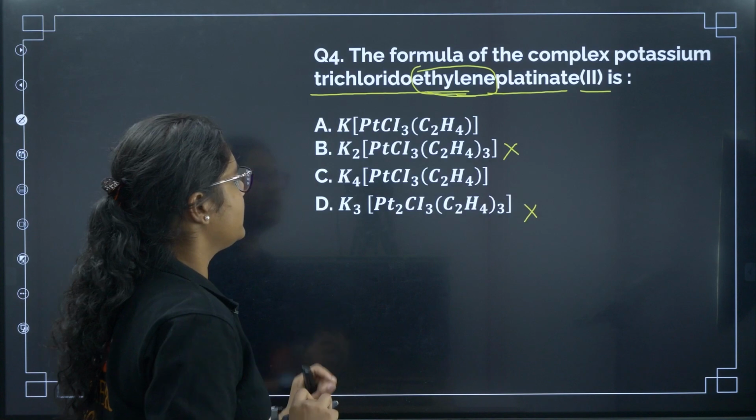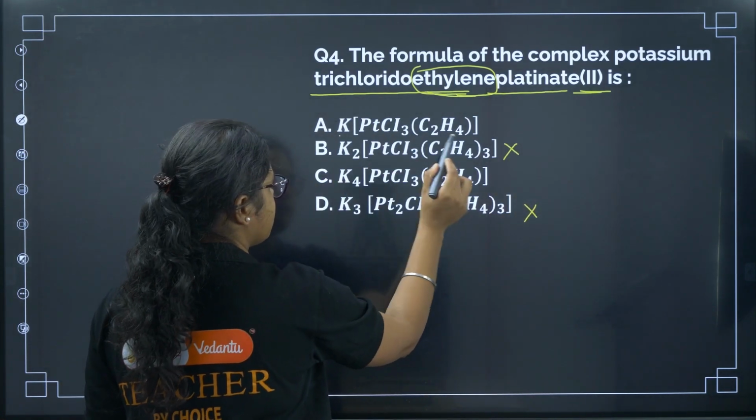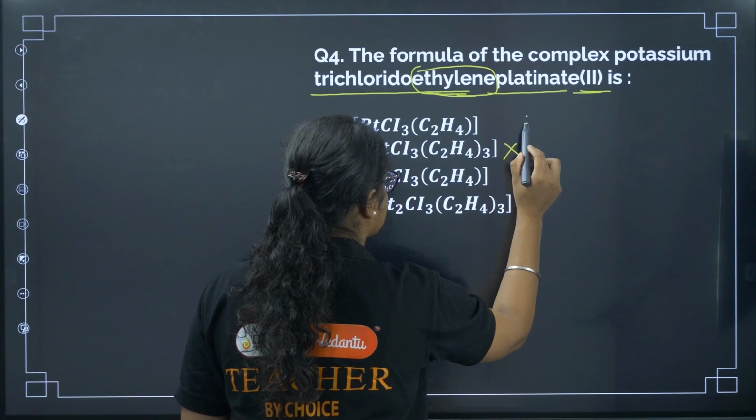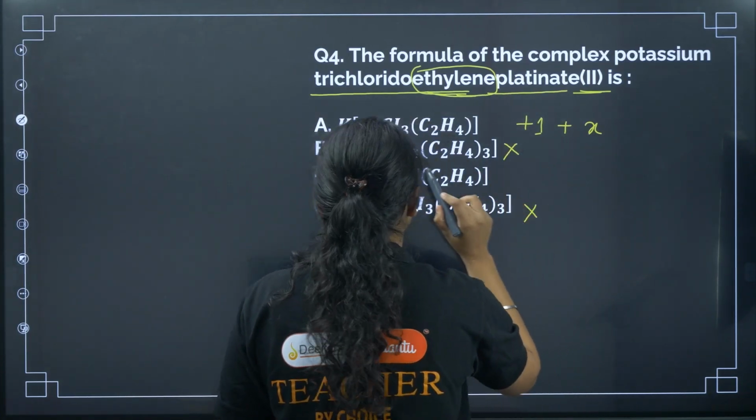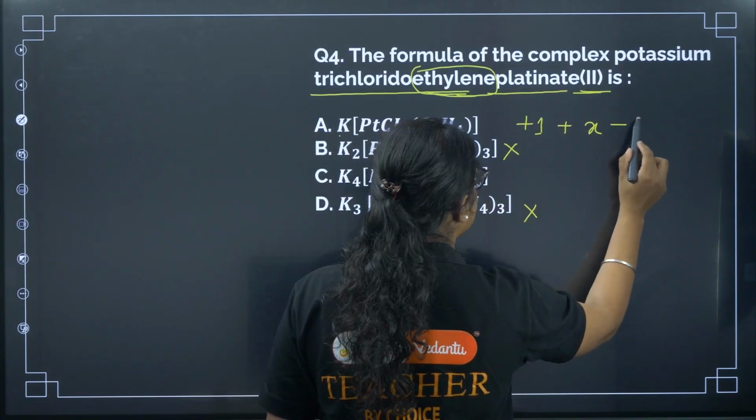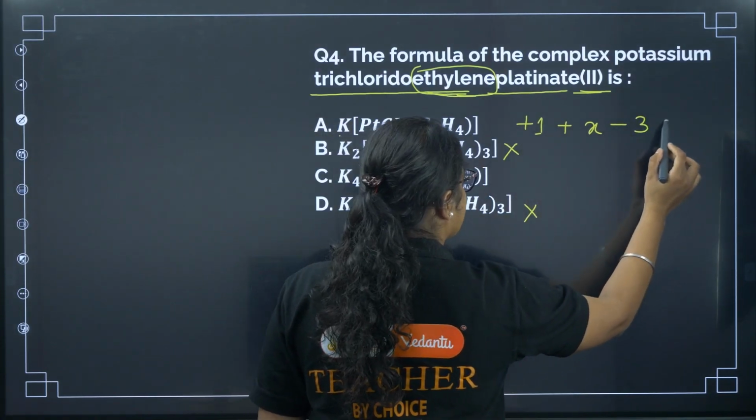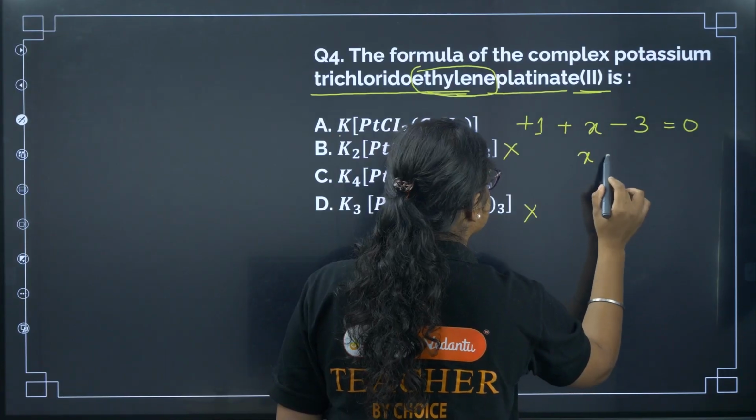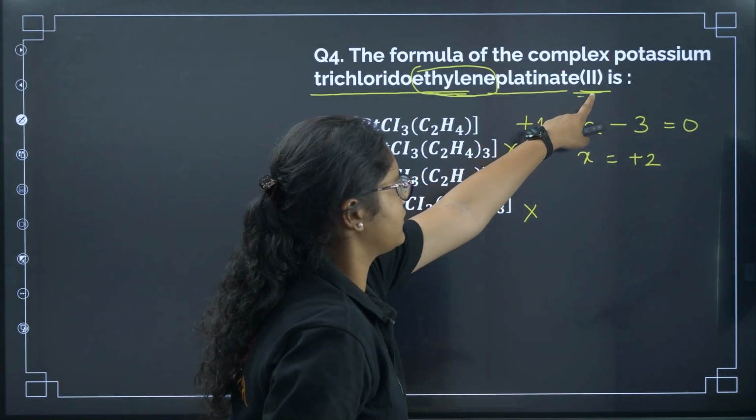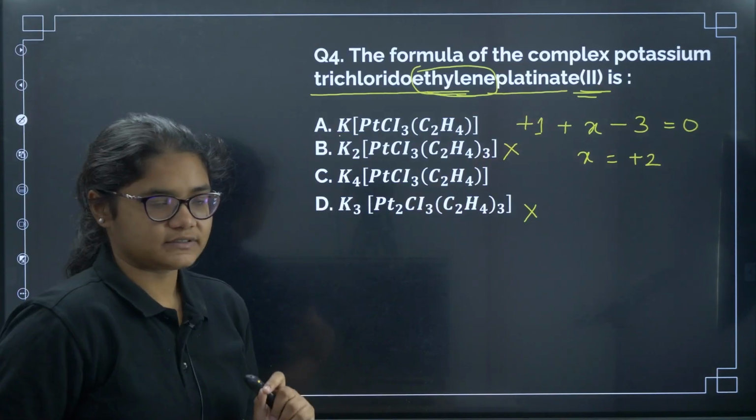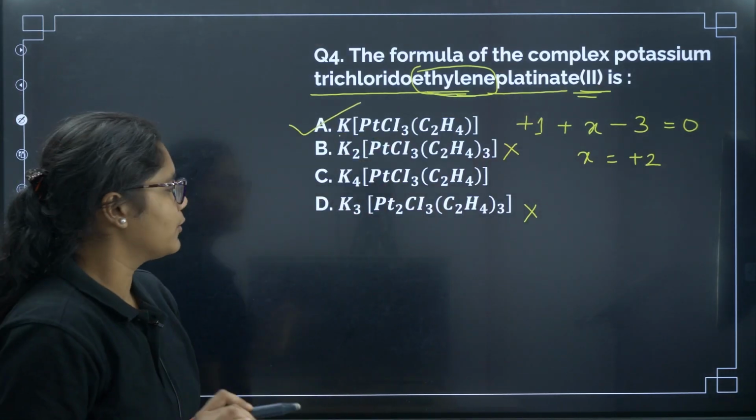Now we have to eliminate on the basis of the oxidation state. So if you see the oxidation state of platinum here, K is plus 1, right? Then platinum we have to calculate, let it be x, and chlorine is minus 3, and C2H4 doesn't have any oxidation state, so the sum is equal to 0. So we will get x is equal to plus 2, right? So platinum is in plus 2 oxidation state. Here also platinum is given in plus 2 oxidation state. So the correct answer for this question should be option number A, okay?